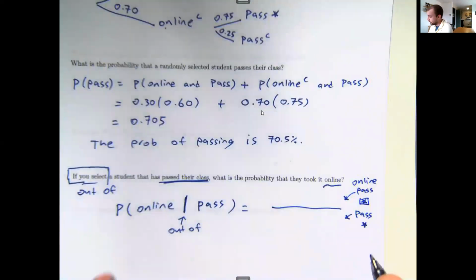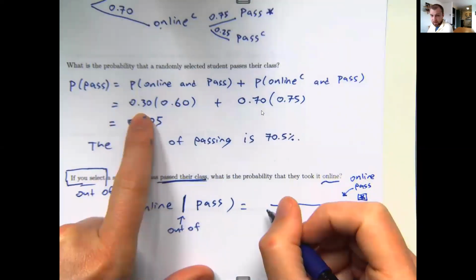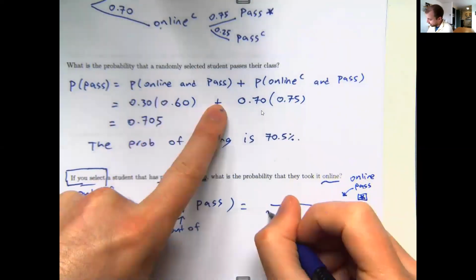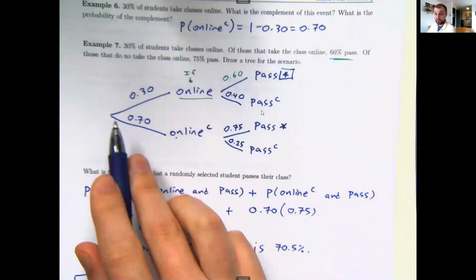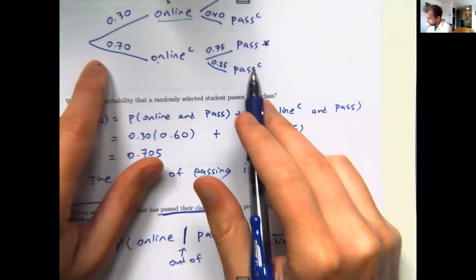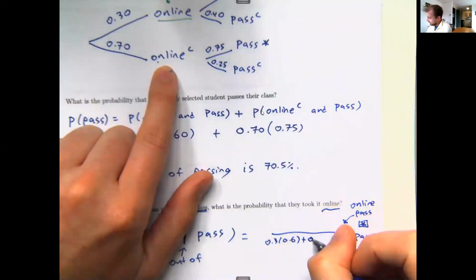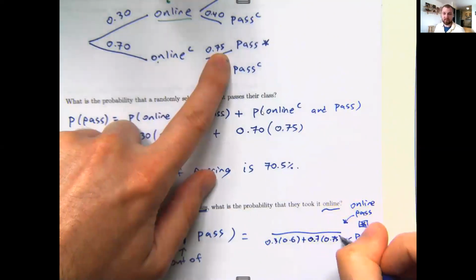I already have the probability of passing. I did that in this last problem. I found that from online and pass by doing 0.3 and 0.6. That's my first star. Plus not online and pass. That was the 0.7 times 0.75.